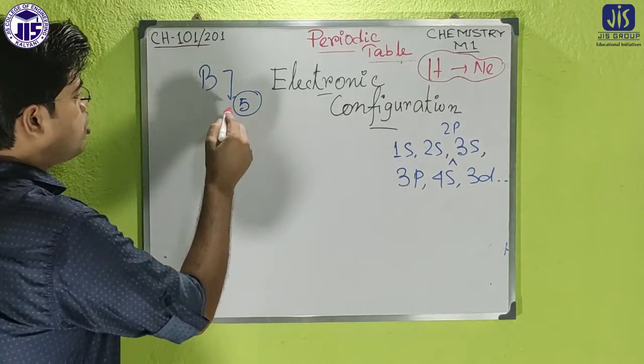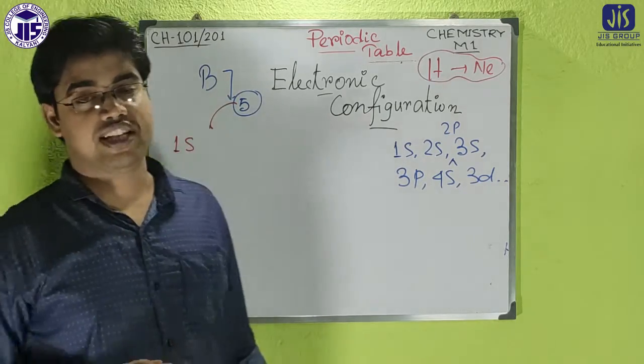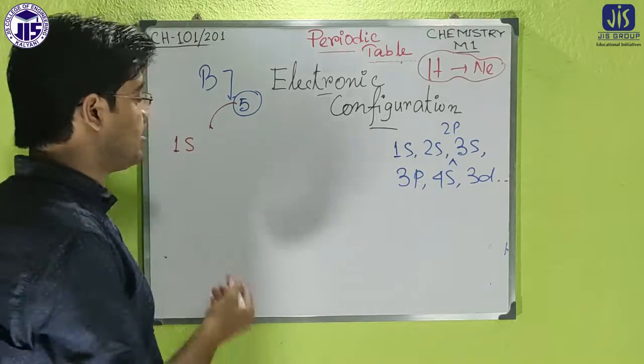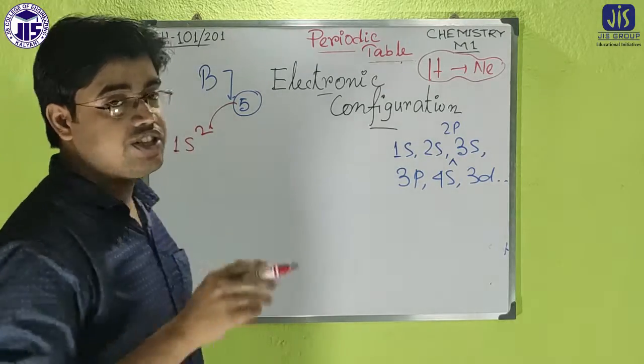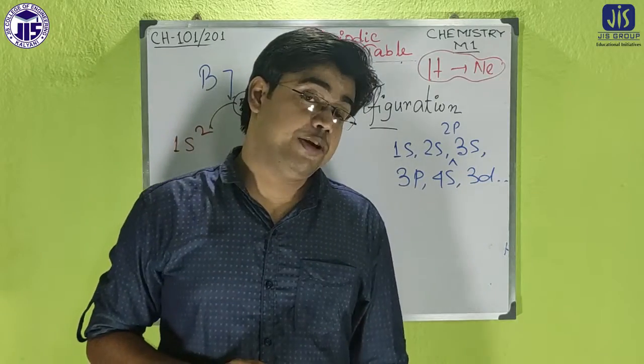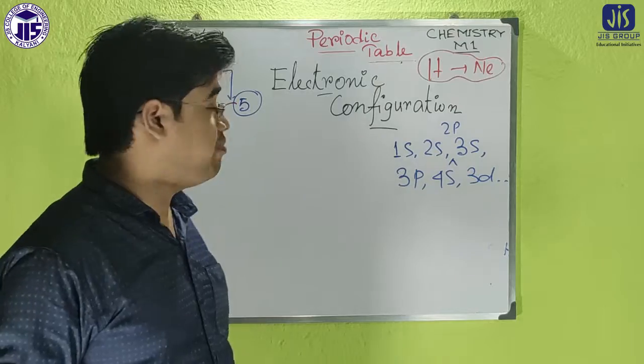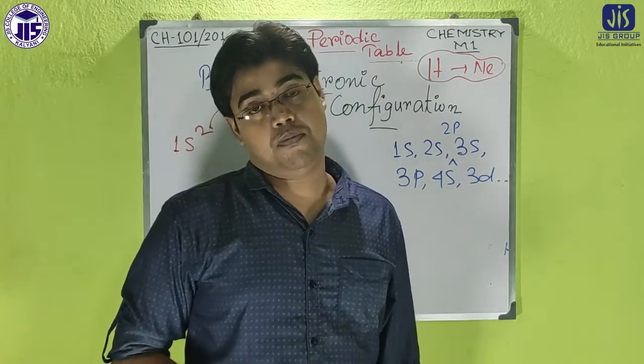Okay, so starting from the 1s, you know the maximum electron carrying capacity of the 1s, that is 2. All the things we discussed in the atomic structure chapter. If there is any doubt, you can go to the atomic structure class, then those factors will be more clear to you.